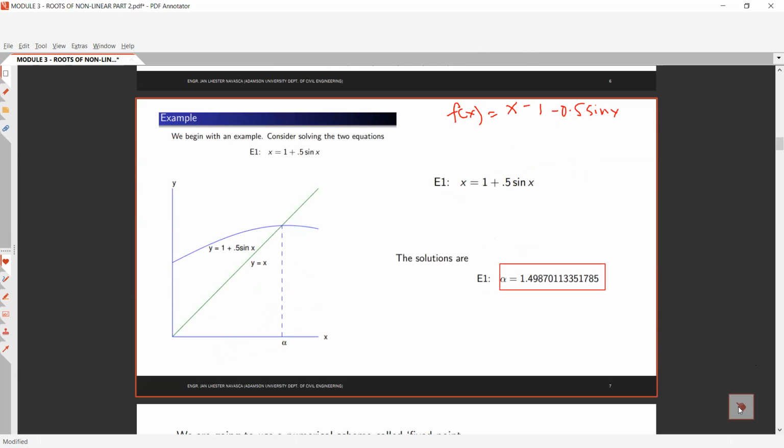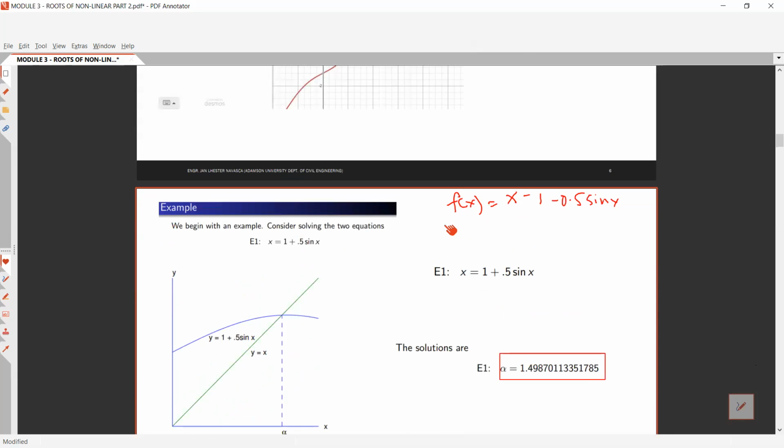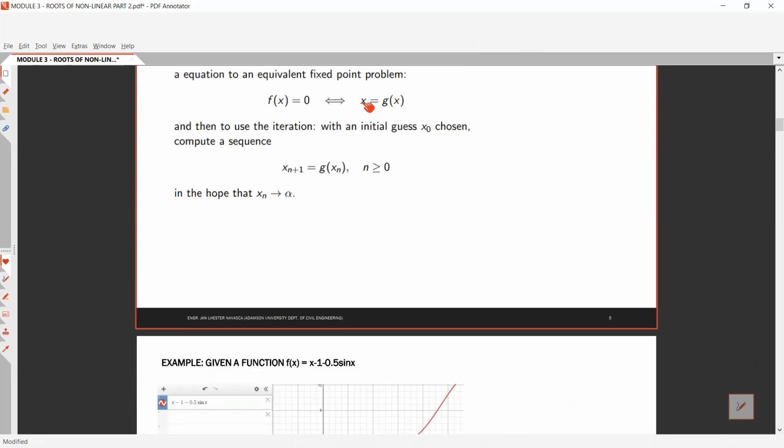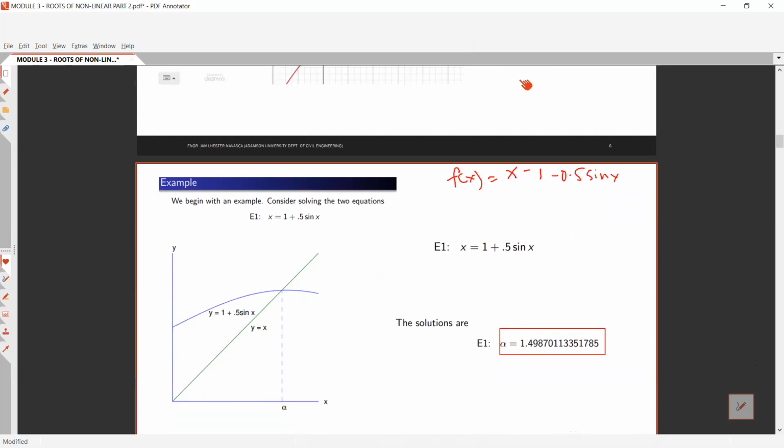The goal is to create an iteration scheme such that our function becomes x equals g of x. We equate the function into x equals g of x. What we did was transpose the two non-x terms to the other side. So we have x equals 1 plus 0.5 sine x. We are hoping that this iteration scheme will converge to a value.